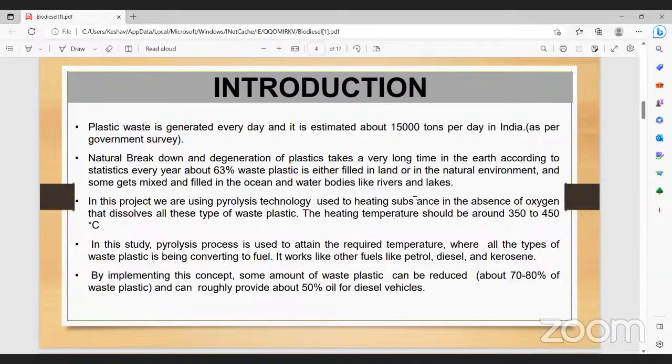In the project, we are using pyrolysis technology, which heats a substance in the absence of oxygen and dissolves all types of waste plastic. Heating temperature should be around 350 to 450 degrees Celsius. In this study, pyrolysis is used to attain the required temperature where all types of waste plastic are converted to fuel, like other fuels such as petrol, diesel, and kerosene. By implementing this concept, 70 to 80% of waste plastic can be reduced, and it can provide above 50% oil for diesel vehicles.